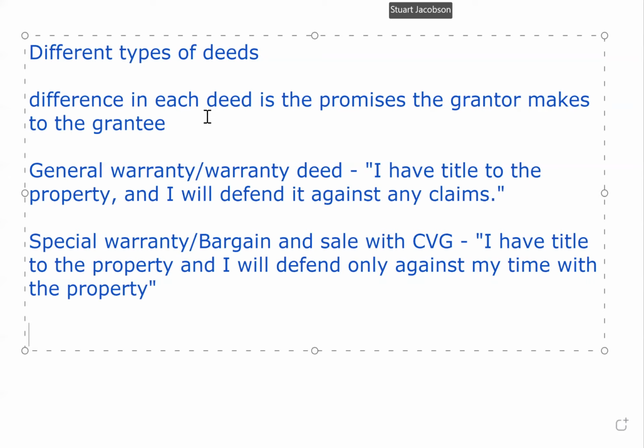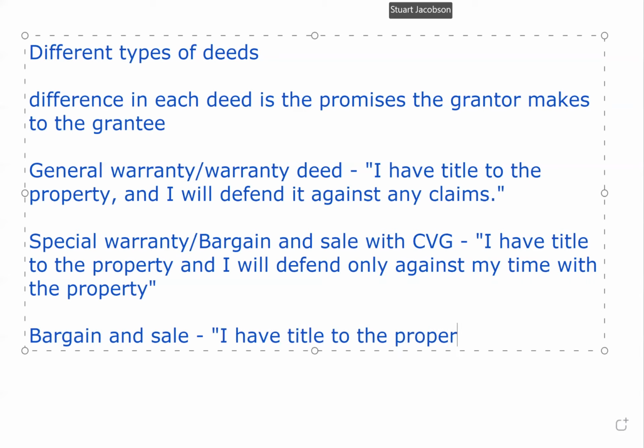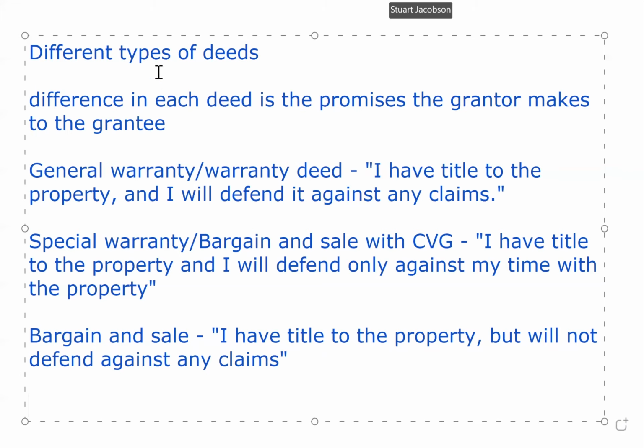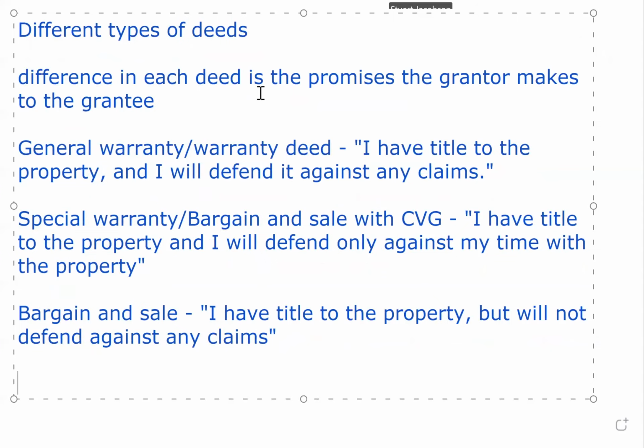So the next one is bargain and sale. Straight bargain and sale deed. They say, I have title to the property, but will not defend against any claims. When does this usually happen? Foreclosures. Foreclosures are typically the most common time that you would see that.